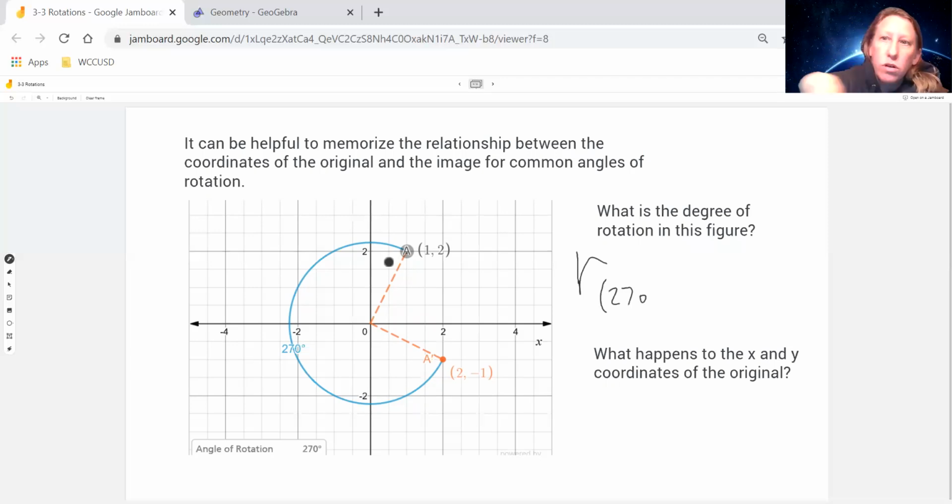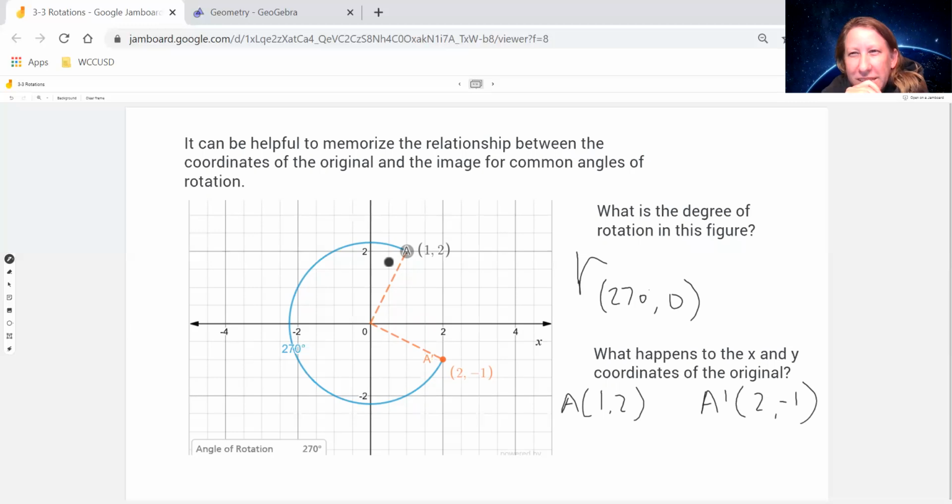We're going counterclockwise around the origin, and we're doing that to point A. Point A was originally (1, 2), and after the rotation, the image landed at (2, -1). So this is like the first one, like the 90 degrees, but it's switched.